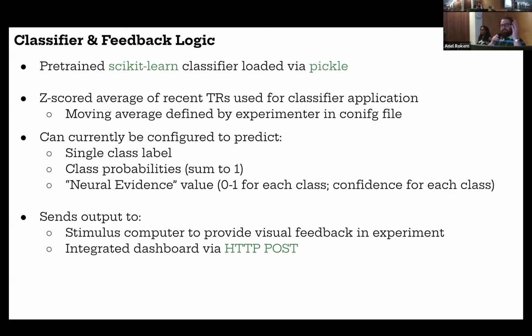And then as the processing is going throughout a trial, it's taking recent TRs that are being averaged together and then the classifier is applied there. One of the things that can be set in the configuration file is how many TRs are in that sliding window, so you can configure that at the beginning. And right now we have it set up to do a couple different types of classification. You can get just a single label of what class it thinks it is, class probabilities, or this custom function I built in, neural evidence. So from 0 to 1, the confidence from the classifier for each of those classes.